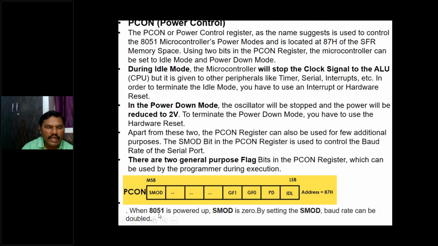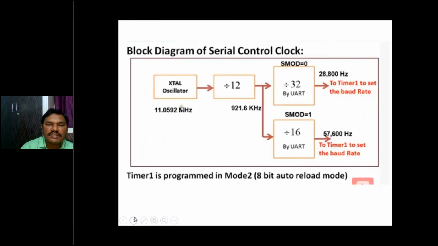You see here, when the 8051 is powered up, SMOD is 0. But if SMOD is equal to 1, by setting SMOD the baud rate can be doubled. How can it be doubled? By this equation: baud rate is equal to 2 power SMOD by 32 into 1 by 12 into oscillator frequency by 256 minus TH1.